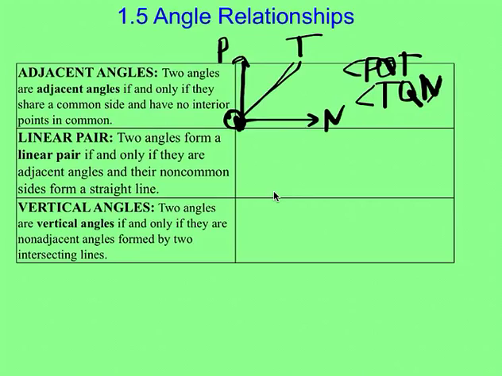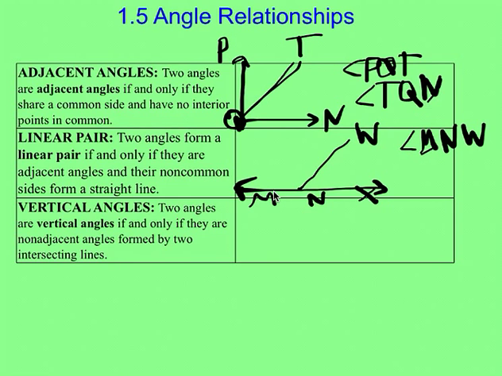Now let's take a look at a linear pair. Two angles form a linear pair if and only if they are adjacent angles and their non-common sides form a straight line. So let's just draw an example of that. Here we're going to have a line. We're going to have an M, an N, and an X. And then coming out of that, we're going to have this line, which is W. So here I'm going to have angle M, N, W, and angle W, N, X.